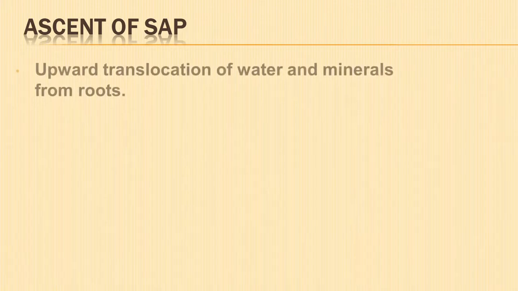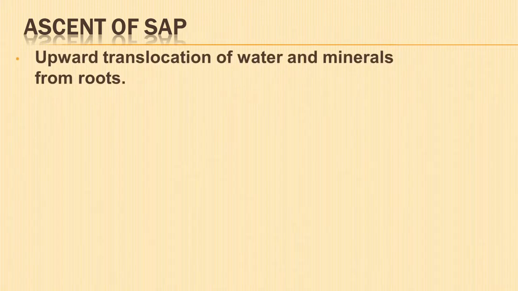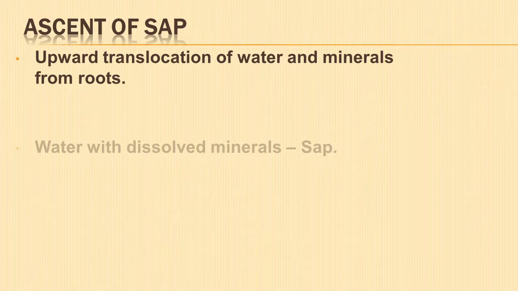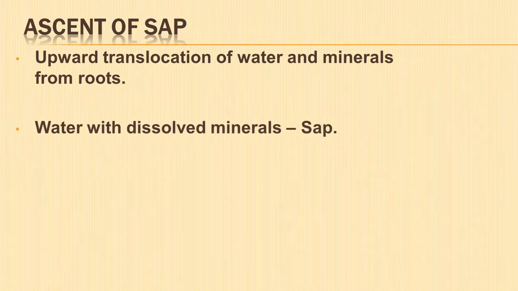Now, let us understand ascent of sap. The upward translocation of water along with dissolved minerals from the roots to the aerial parts of the plant is called the ascent of sap, which takes place through the xylem vessels. The water with dissolved minerals is called sap.